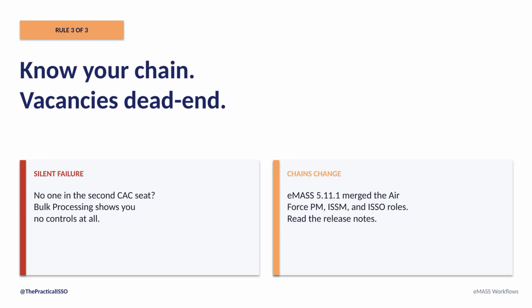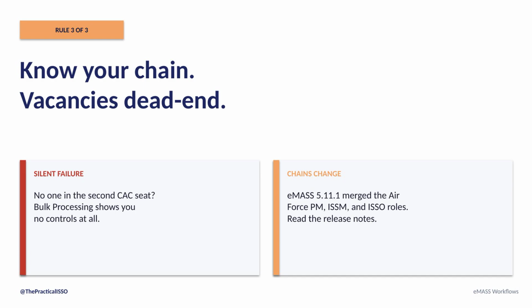3. Know your chain. Workflows route to the roles assigned under management, personnel, and vacancies dead end. If nobody holds the second CAC position, bulk processing shows you no controls at all. And chains change with software releases. IMAS 5.11.1 merged the Air Force's Program Manager, Security Manager, and Security Officer roles into a single role. Read the release notes and ask your security manager how your chain is configured.